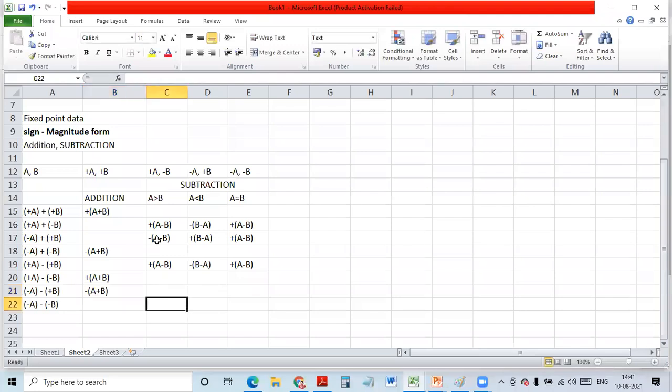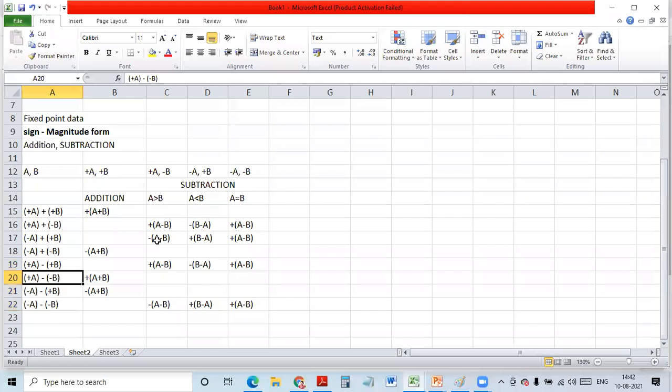Okay, so in this case, this is the result, I think. Right? Minus A minus of minus becomes plus B. So I may get minus of A minus B if A is greater than B, or else plus of B minus A if B is greater than A. If both are equal, plus of A minus B. Right? So what is the condition in subtraction?